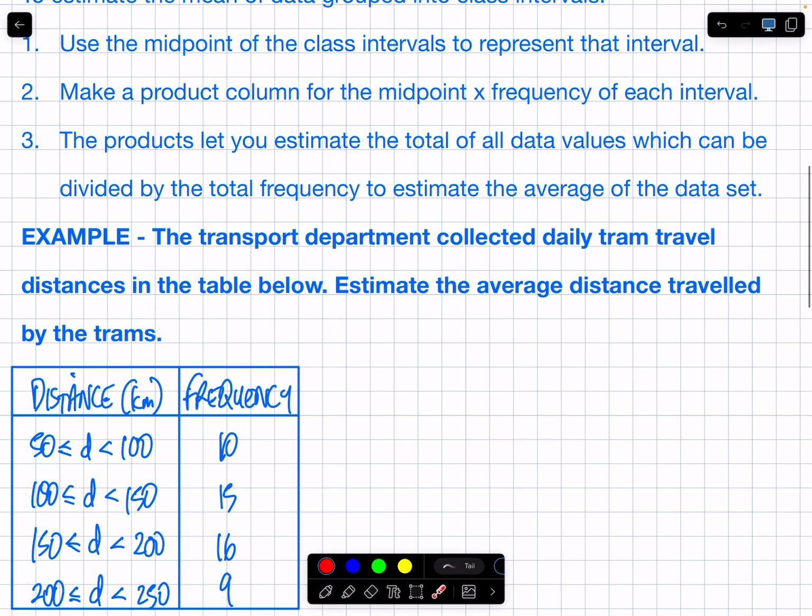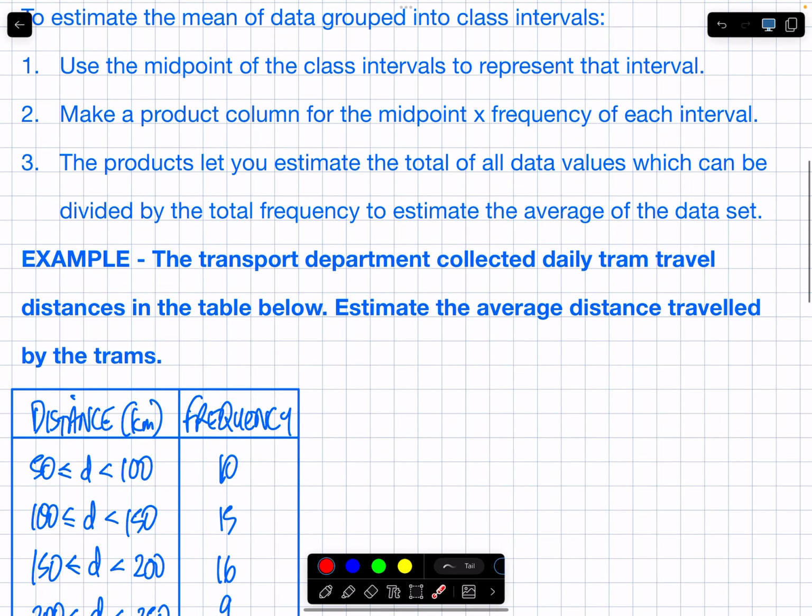If your data is grouped into class intervals like this, you will never find the real mean. You can only get an estimate of it. Because here, the data says there was data between 50 and 100 that happened 10 times. Okay? But do I know how many 51s or 52s or 53s were in here? I have no idea. So you're never going to find the exact mean. You're just going to guess it.